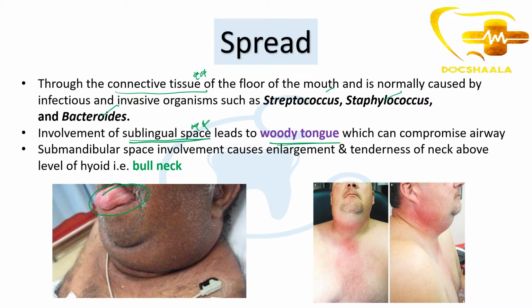Submandibular space involvement causes enlargement and tenderness of the neck above the level of the hyoid bone. The enlargement is seen in this image also. This causes what is called bull neck. So the two main important features: one is woody tongue, which is due to the sublingual space, and the other is bull neck, which is due to the submandibular space.